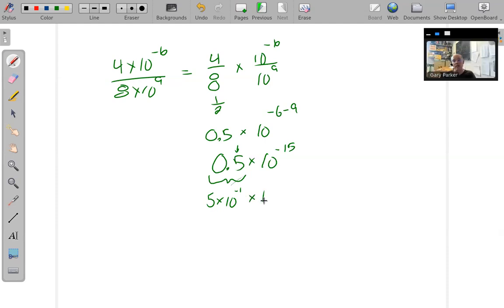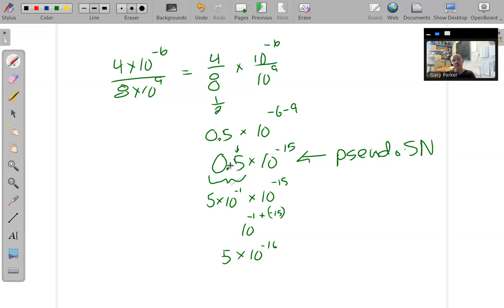And if I take that times 10 to the negative 15th, here I'm multiplying things with the same base. So I add the powers, negative 1 plus negative 15 would be 10 to the negative 16. So in scientific notation, this would be 5 times 10 to the negative 16th. And this right here is not scientific notation. That's pseudo scientific notation, because there has to be one non-zero digit to the left of the decimal point, which I now have right there.